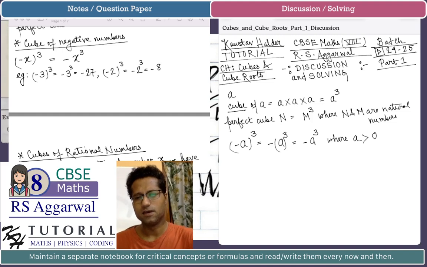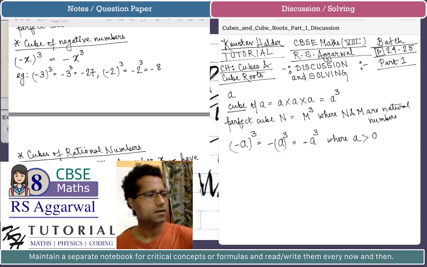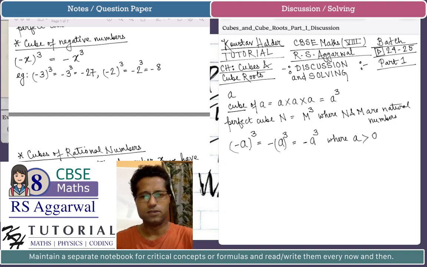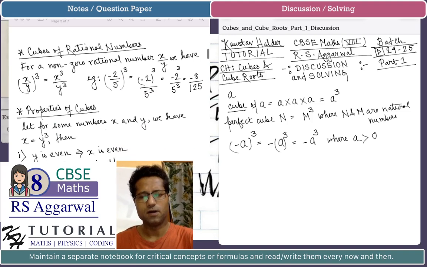So a is a positive number greater than 0, so minus a will be a negative number. So the cube of minus a is minus of a cube. Always remember that the cube of a negative number is always a negative number. So that was the cube of negative numbers. Now cube of rational numbers.